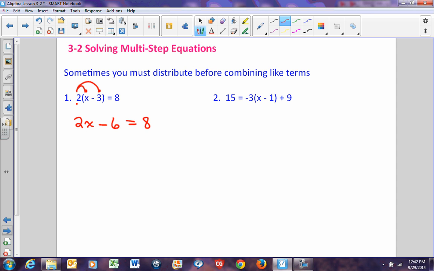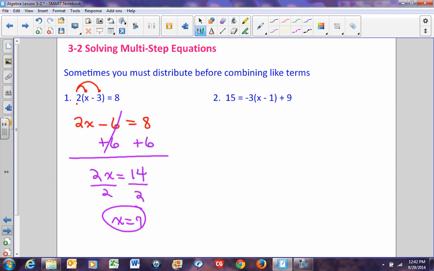Now it's a simple 2-step equation. I simply need to add 8 to both sides. Oops, what am I adding 8 for? I'm not supposed to add 8, I'm supposed to add 6. I almost made a big mistake. Add 6 to both sides. These will cancel. 2x equals 14. Divide by 2. X equals 7.